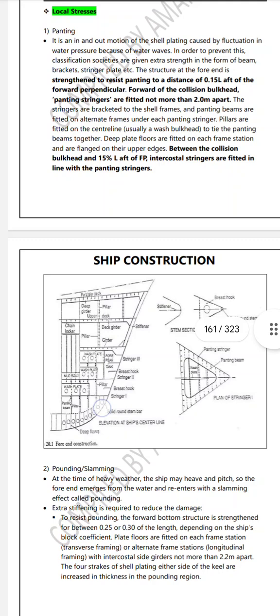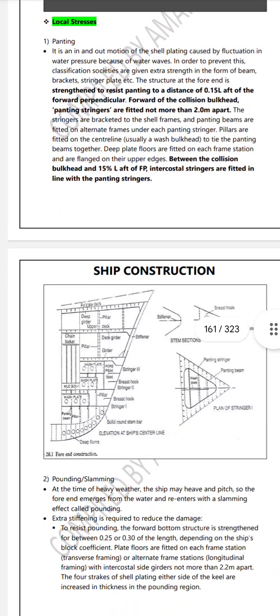Now coming to the local stresses. Panting is an in and out motion of the shell plating caused by fluctuation in water pressure because of water waves. In order to prevent this, classification societies give extra strength in the form of beams, brackets, stringers, plates, etc. The structure at the forward end is strengthened to resist panting to a distance of 0.15L aft of the forward perpendicular.